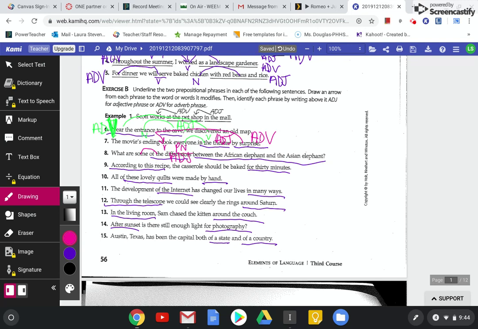What's between the African elephant and Asian elephant? The differences, that's a thing. We have another adjective phrase. And according to the recipe, what should happen? The casserole should be baked. This is all your verb phrase. So this one's an adverb phrase.